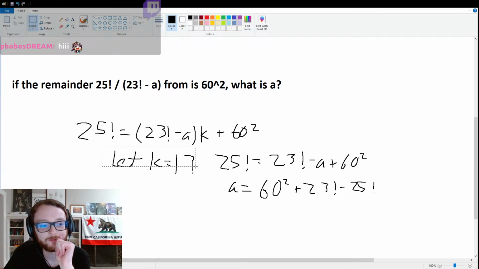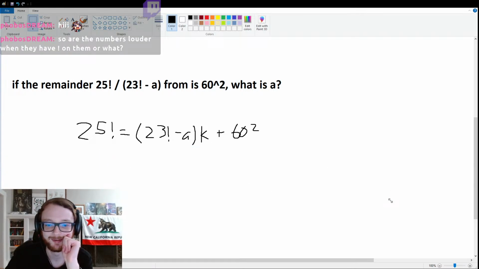Do the numbers get louder when they have an exclamation point on them or what? Yeah, you have to yell it. That's exactly right.